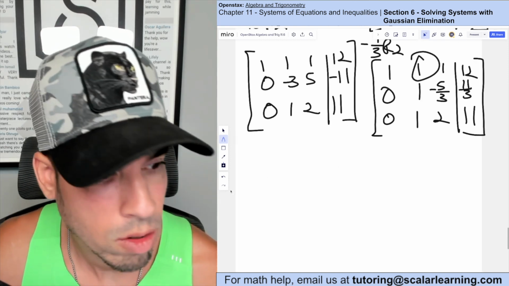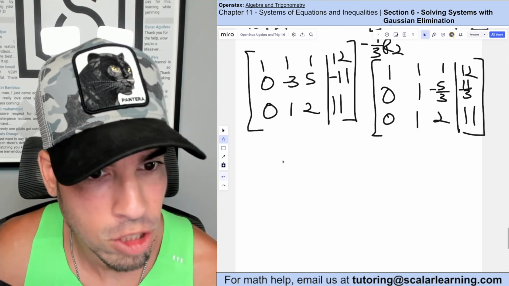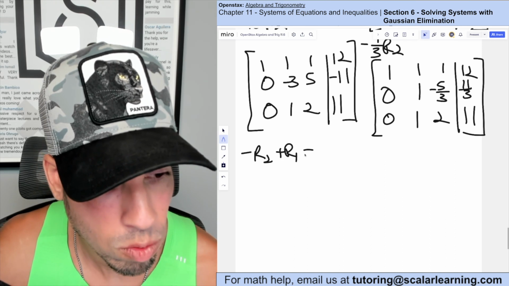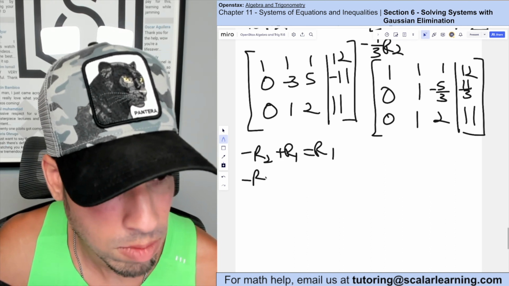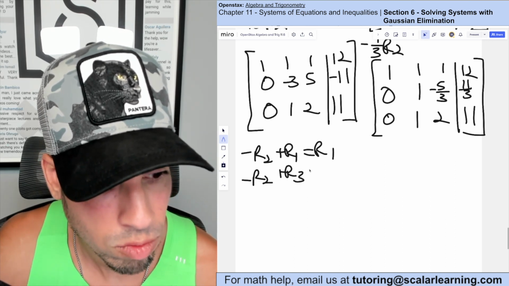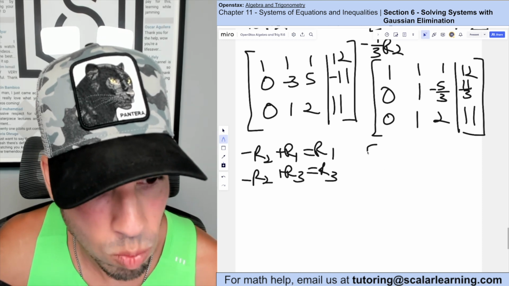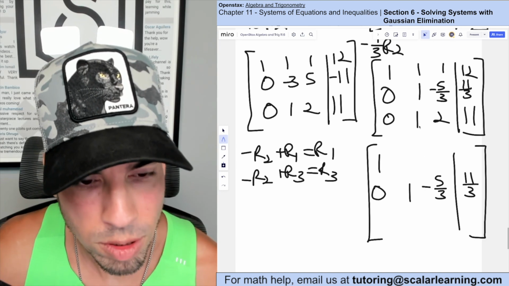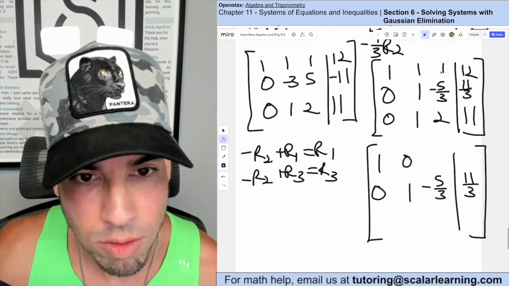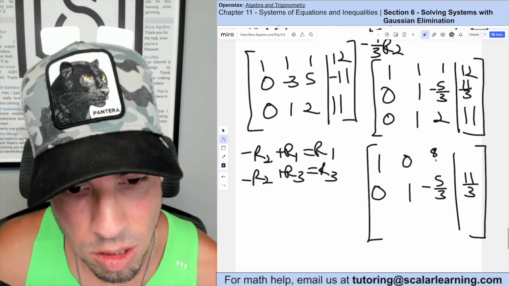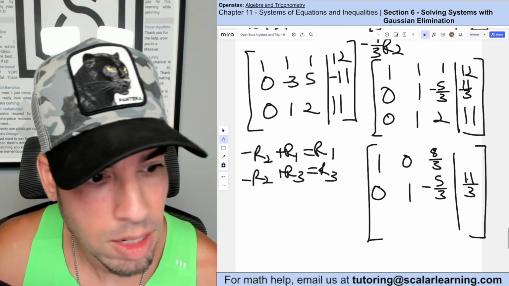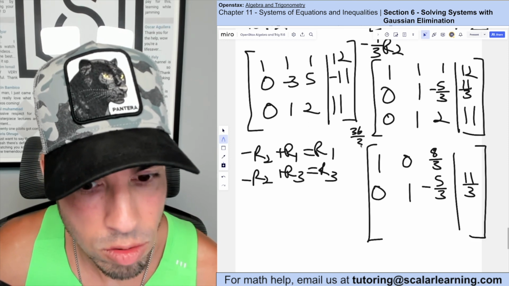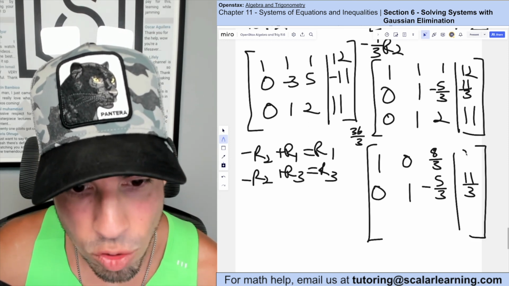Next, we can zero out this guy and this guy by just multiplying row 2 by a negative and adding to row 1 to get a new row 1, and doing the same thing to row 3 to get a new row 3. We can do that in one step. Let's write that out. So we got 0 plus 1 is 1, negative 1 plus 1 is 0, positive 5/3 plus 1, which is 3/3, is going to be 8/3. And then negative 11/3 plus 12, which is 36/3. Negative 11/3 plus that is 25/3.